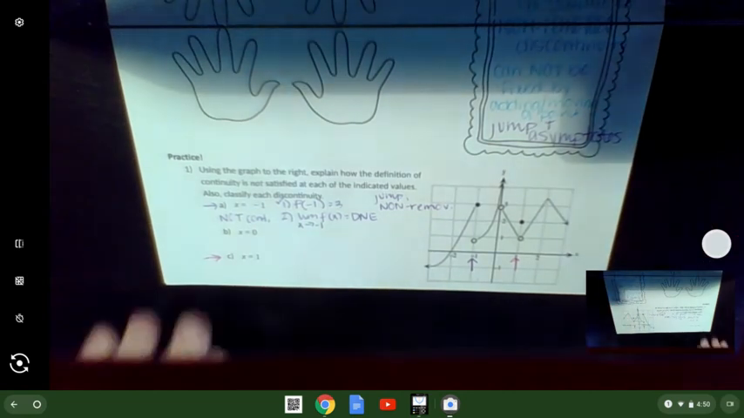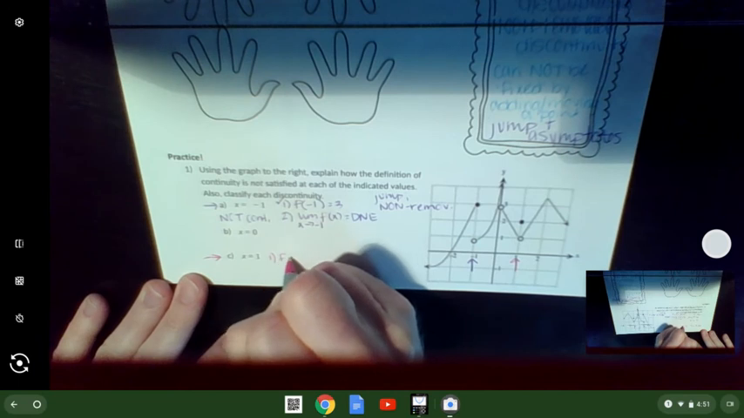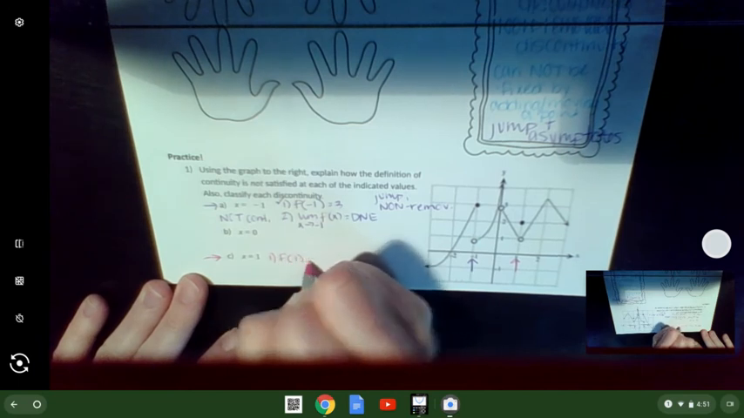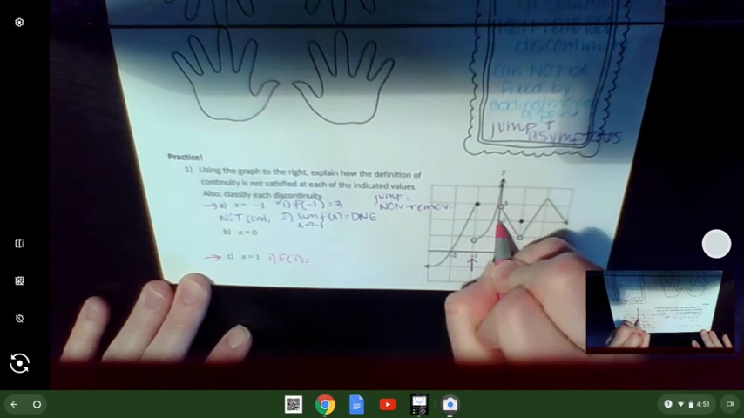Okay, so first condition of continuity. Condition 1 is that f of, in this case, 1 exists. So I'm going to go to 1, look for a filled in circle. Yes, I got it. It is at 2.